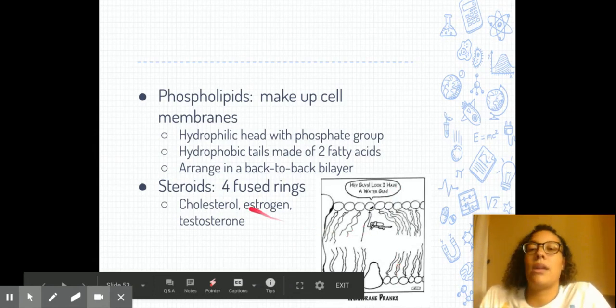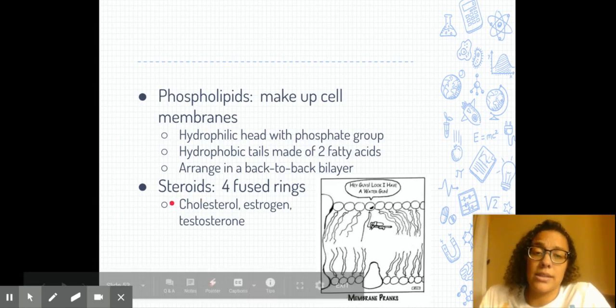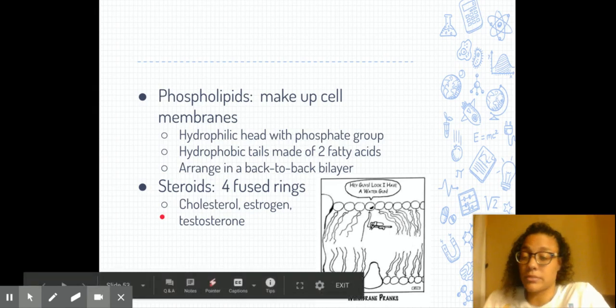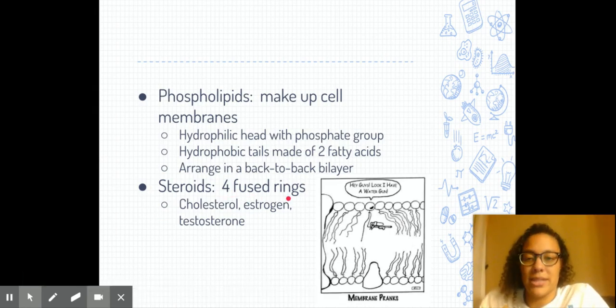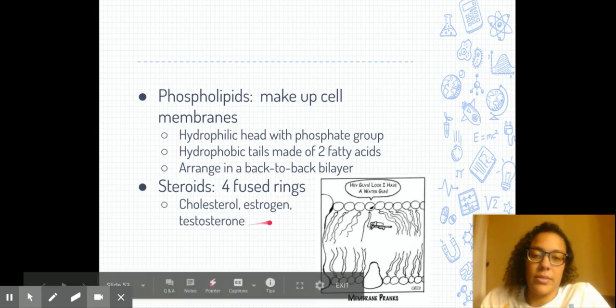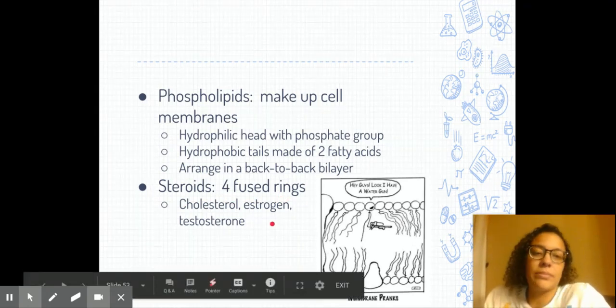And then another example of our lipids are steroids. Lots of people link steroids to proteins. That's a common misconception. So those will be represented by rings. And there's some examples of steroids.